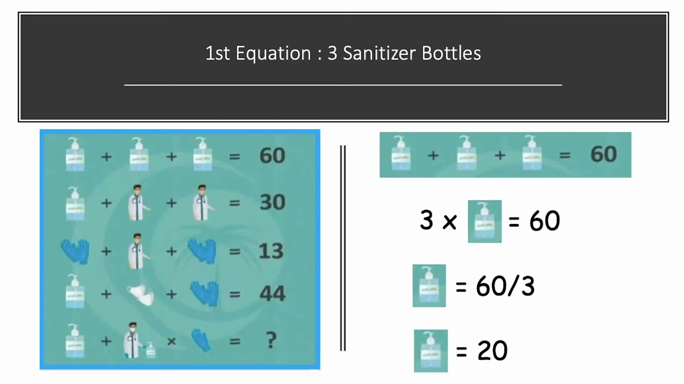So in the first equation, we have 3 sanitizer bottles whose sum is equal to 60. So 3 into sanitizer bottle is equal to 60. Sanitizer is equal to 60 by 3, equal to 20. So from the first equation, we have one sanitizer bottle value that is equal to 20.